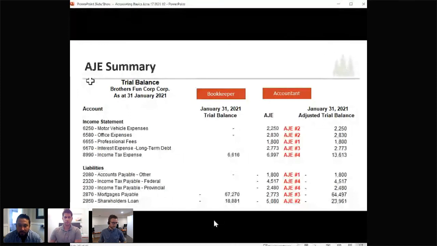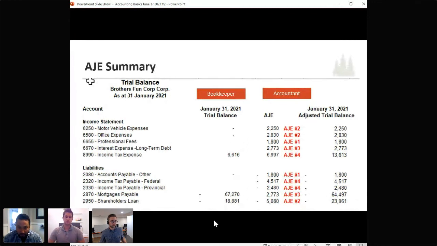And just to highlight the difference, the opening balance is on the left under the bookkeeper column. Oftentimes, until all the adjustments are done, you can see the adjustments in the middle column. The left side column under bookkeeper has the change in motor vehicle, office, professional fees, interest, income tax expense, and the difference in the shareholder account and the mortgage payable. The change after all the adjusting entries are done can be really significant. It can mean the difference between correct and not correct at the end of the day.